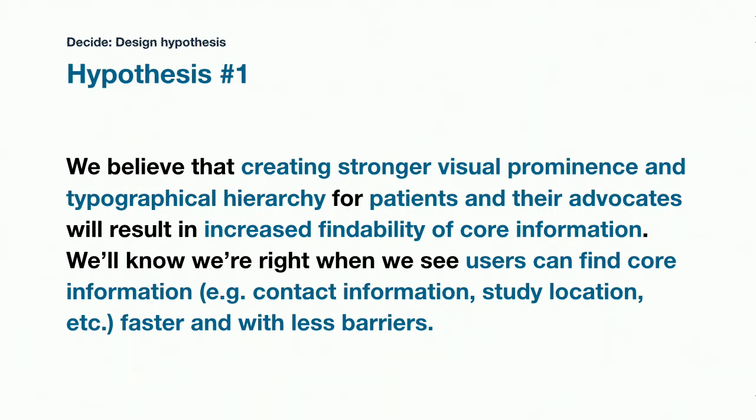And here's an example of how you would build one out. So we believe that creating stronger visual prominence and typographical hierarchy for patients and their advocates will result in increased findability of core information. And we'll know we're right when users can find core information like contact info and study location faster and with less barriers. So I believe that we could make some of these fixes pretty easy just by organizing content better.